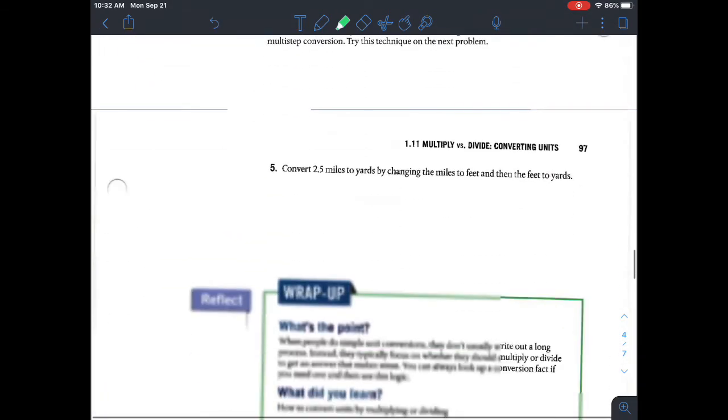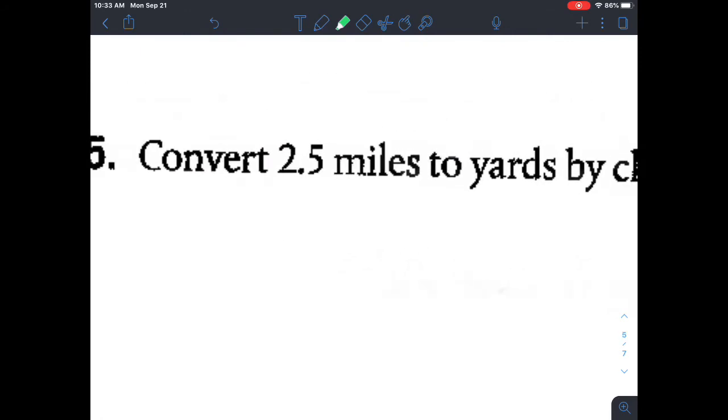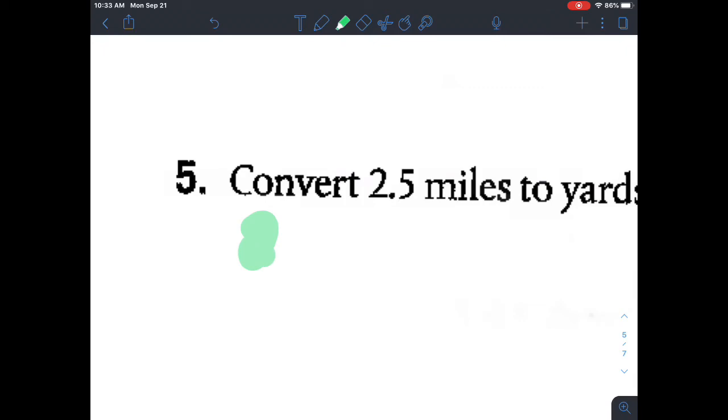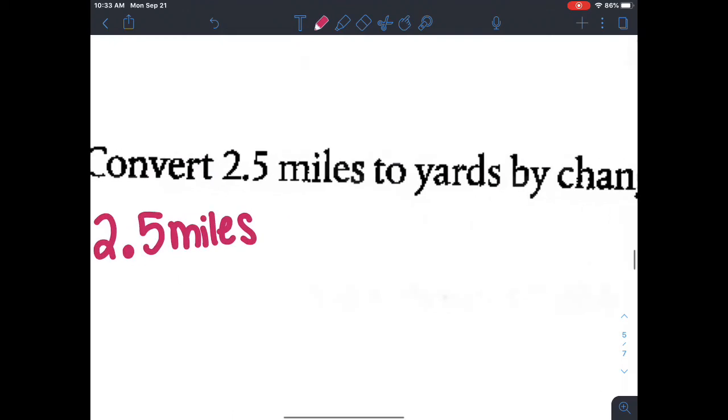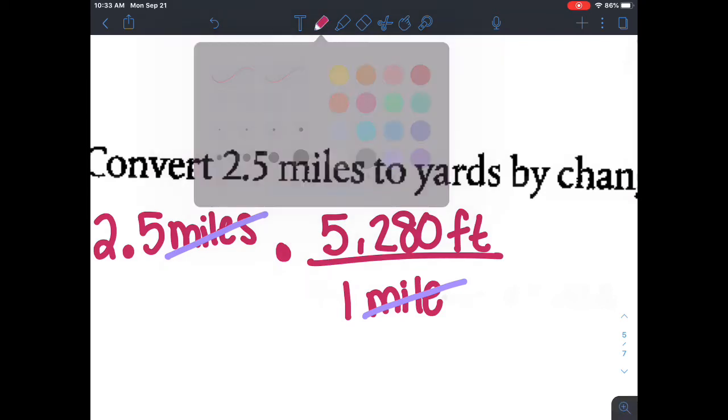So the last one we have is number 5. I think number 5 is probably the easier one of them all, just because this is the way I like to do it. So we need to convert 2.5 miles to yards by changing the miles to feet and then the feet to yards. So we have 2.5 miles. And there are 5,280 feet per mile. So I'm going to go times 5,280 feet per 1 mile. And my miles are going to cancel out because there's one on top and one on the bottom.